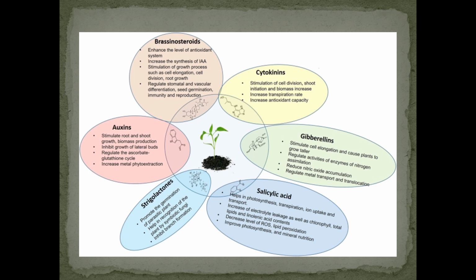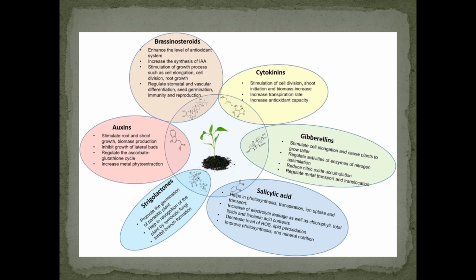Another is salicylic acid. It helps photosynthesis, the production of food, and transpiration, the exchange of gases through the stomatal process, the ionic uptake and the transport of electrons. It increases electrolyte leakage as well as chlorophyll, total lipids and inorganic acid contents, and decreases the level of ROS and lipid peroxidation. They improve photosynthesis and mineral nutrients.